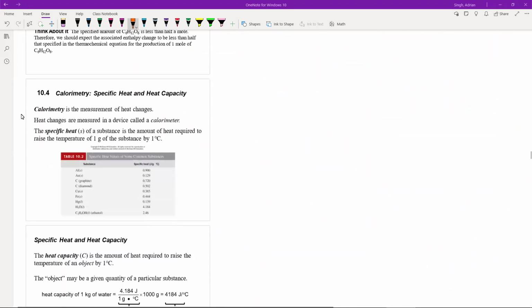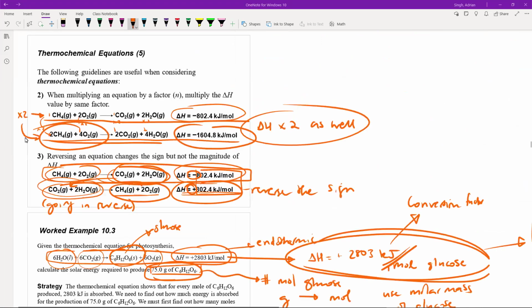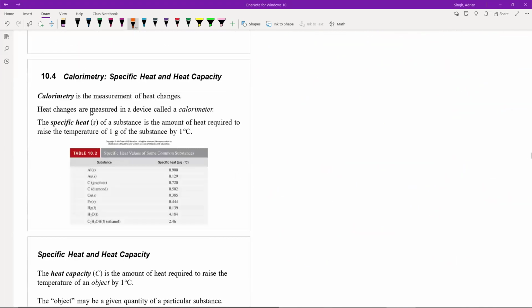So the word calorimetry is a combination of calories and metering. Metering here means measuring, right? And calories is heat. So measuring heat energy, heat changes, that process is done in a device called a calorimeter. That's how you pronounce that word as well.